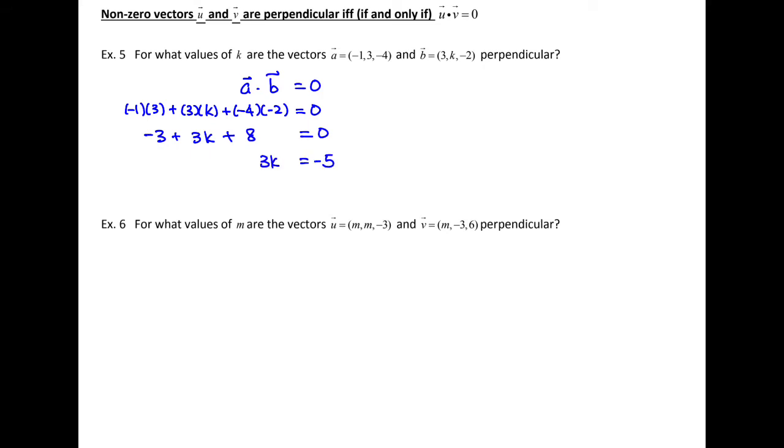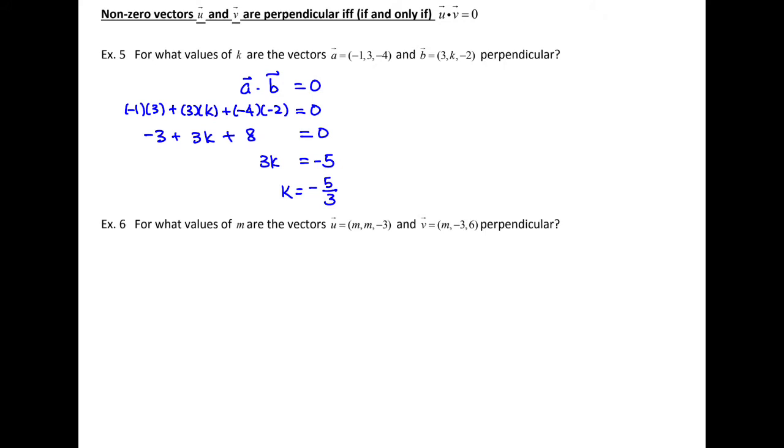One of the very important uses of the dot product is to see whether or not two vectors are perpendicular. If so, then the dot product will be 0. Example 5. For what values of k are the vectors a and b perpendicular? If vector a and vector b are perpendicular, that means the dot product between them will be 0. Since they are algebraic vectors, we find the product of the x, y, and z coordinates, and we add them up, it should be 0. Then we isolate for k, you will get 3k equals negative 5, so k will be negative 5 over 3.